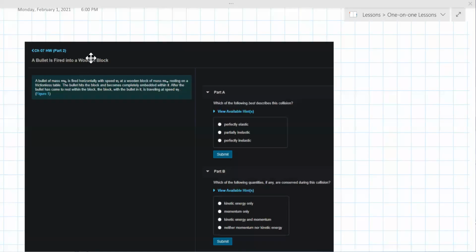Okay. So the first question here says a bullet of mass is fired horizontally with speed at a wooden block, a different mass resting on a frictionless table. The bullet hits the block and becomes completely embedded within it. After the bullet has come to rest within the block, it's traveling at a speed. Okay. So what kind of collision? Which drawing best describes the collision?